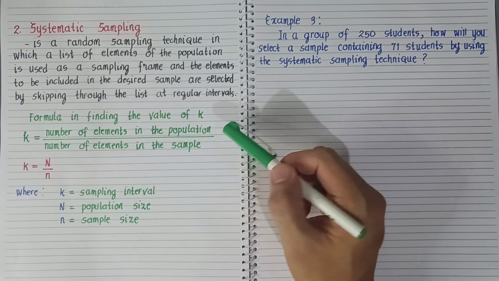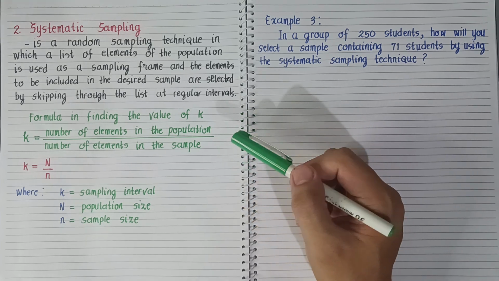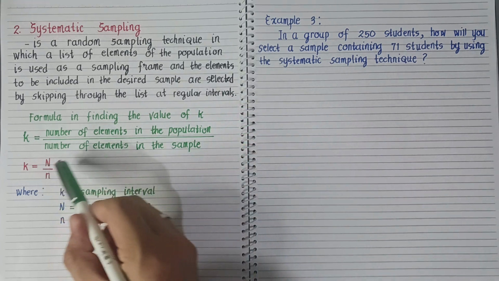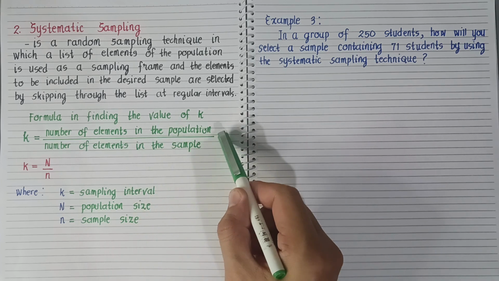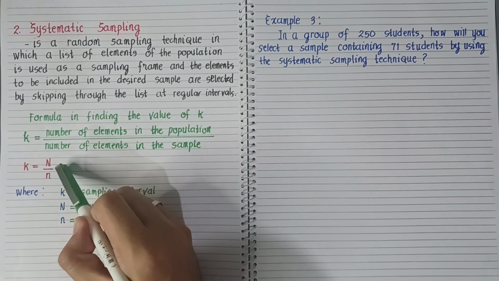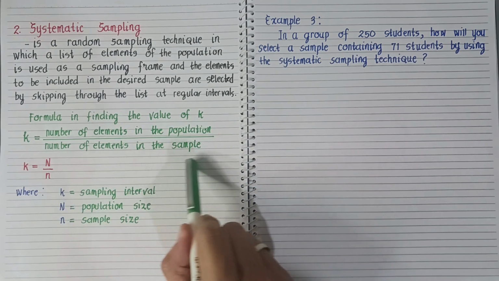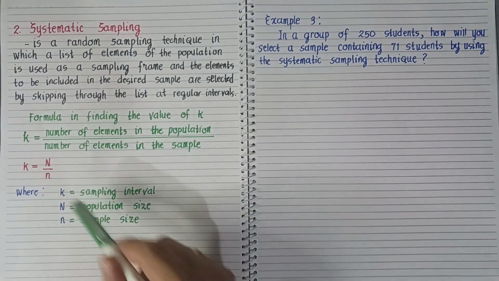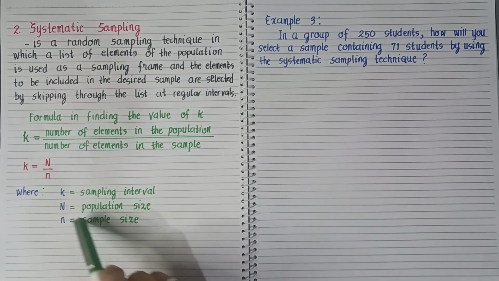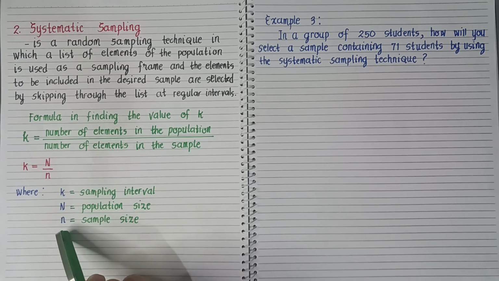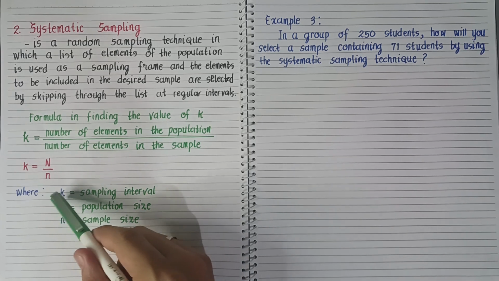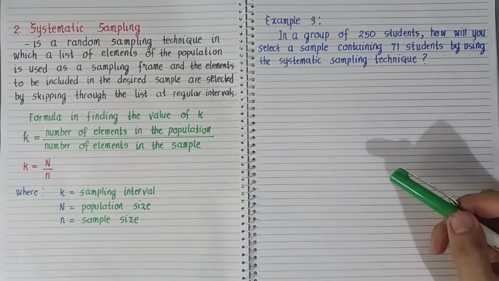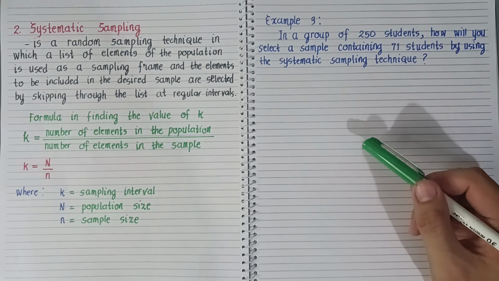Okay. So, formula in finding the value of k. So we have k is equal to number of elements in the population, or we simply capital N, and the number of elements in the sample, small n. Okay, where k is the sampling interval, and then capital N is the population size, and then small n is the sample size.